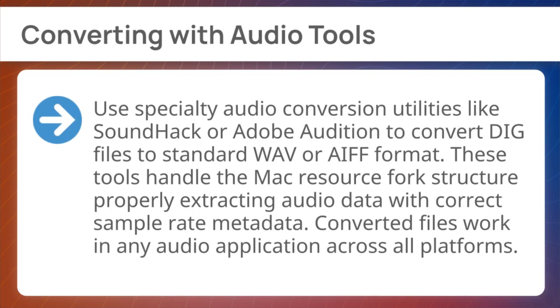Use specialty audio conversion utilities like SoundHack or Adobe Audition to convert DIG files to standard WAV or AIFF format. These tools handle the Mac resource fork structure, properly extracting audio data with correct sample rate metadata. Converted files work in any audio application across all platforms.